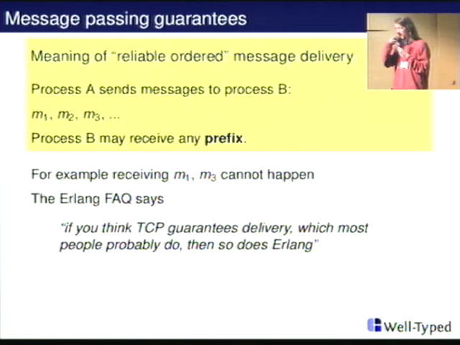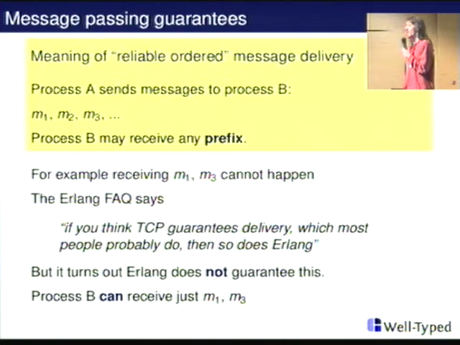So the Erlang FAQ goes over this issue, and it summarizes at the end by saying, if you think TCP is reliable and guarantees delivery, which most people do, then so is Erlang. Erlang is reliable in the same sense. So TCP does guarantee this property. You're sending a sequence of bytes, you don't get ones dropped out in the middle. But it turns out Erlang does not guarantee this. Process B can receive M1 followed by M3 without getting M2 in the middle. And we were shocked and appalled.